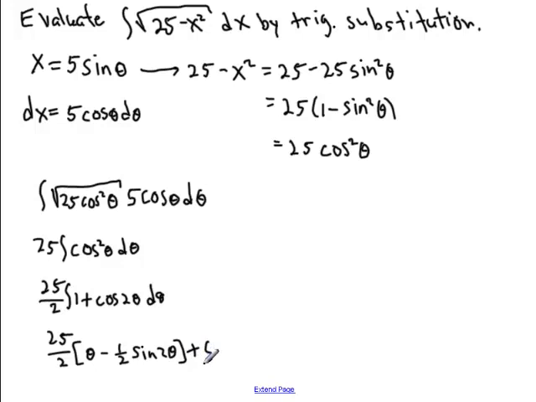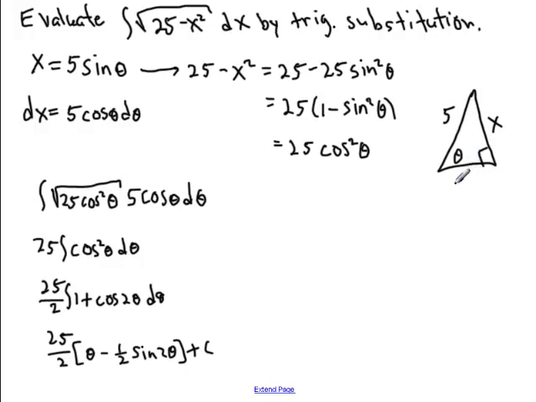Now, the only thing that we have to do is turn this back into x's, and then we have our answer. To do that, we're going to need a drawing. Go back to our original substitution, which is x equals 5 sine theta, and draw a triangle. I'm going to make theta my angle, and if we divide by 5, we'll see that the sine of theta is x divided by 5. So the sine of theta is equal to x, the opposite, divided by the hypotenuse 5, and there's our triangle.